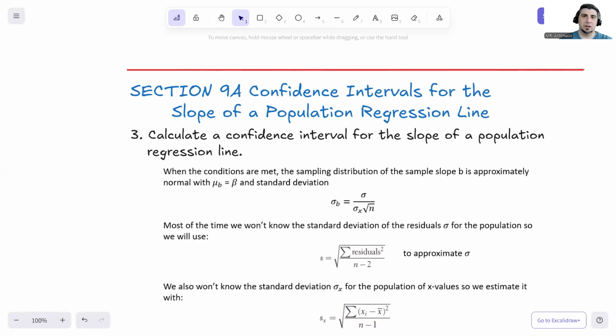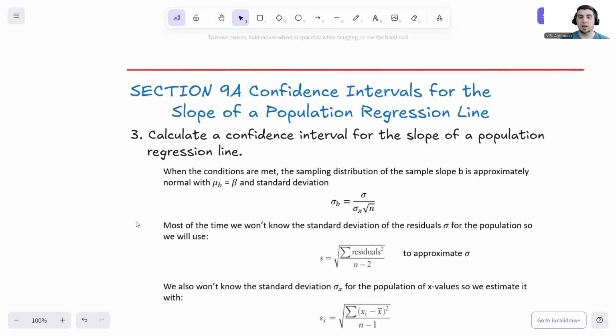Okay, Mr. Antonucci here, and our third video is calculate a confidence interval for the slope of a population regression line. So when the conditions are met, in the last video we talked about the conditions, the sampling distribution of the sample slope b is approximately normal with the mean of b equal to beta and the standard deviation given by this formula.